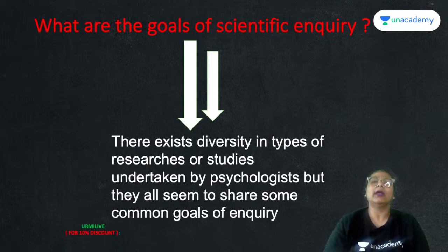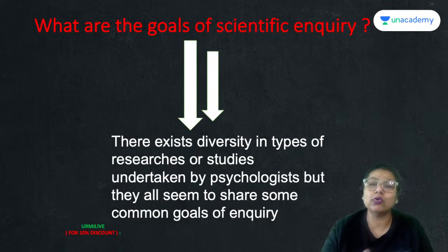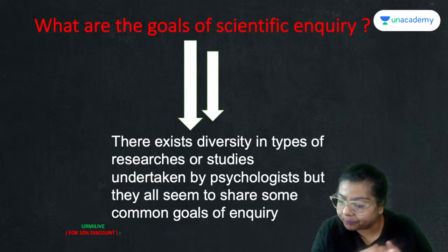Okay. All right. Now this chapter has few important questions and few important things to note down, for example, the goals of scientific inquiry. Now there exists diversity in the types of researchers, in which it is very, very important.